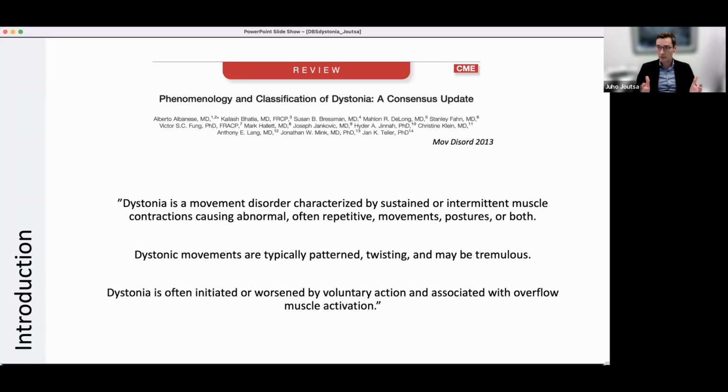And there are also some other interesting clinical phenomena, such as the sensory trick, which means that the patients can alleviate their symptoms for a short term, even quite dramatically, for example, by touching their face in a case of cervical dystonia.